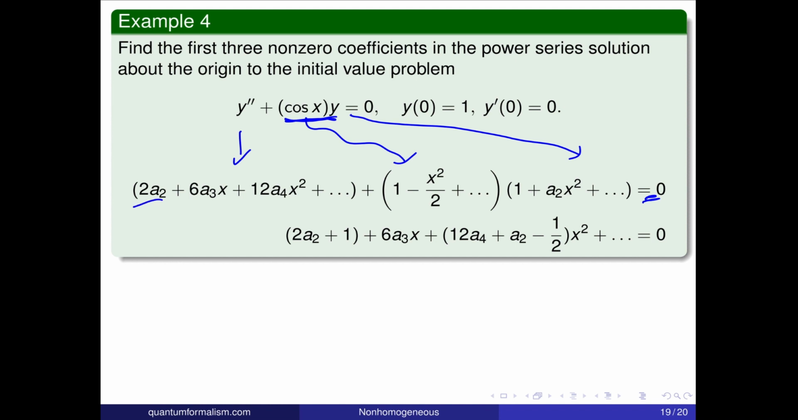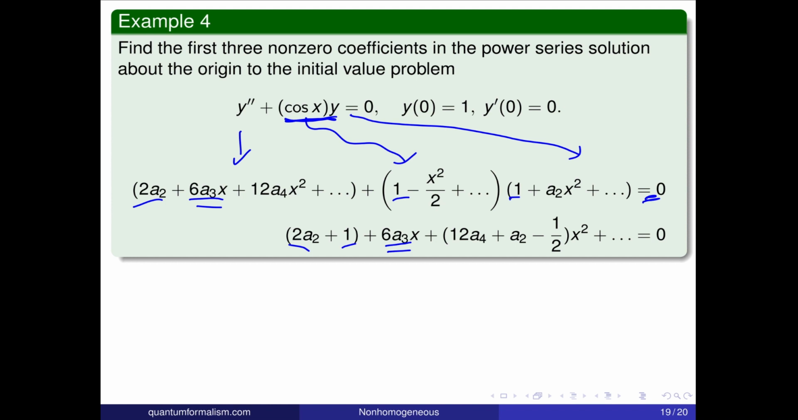All right, so constant terms. We have a 2a2 here, and then a 1 times 1, which will be 1. So we'll have 2a2 plus 1. That's the constant term. Coefficients at x to the first: we only have one of those, this term, 6a3x. Because cosine x and our series y both are missing an x to the first term, there's no way to actually get an x to the first term from their product.